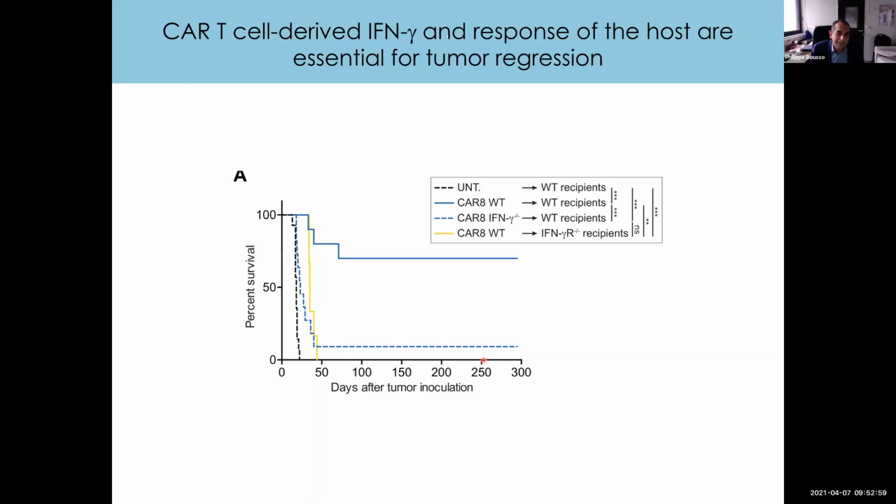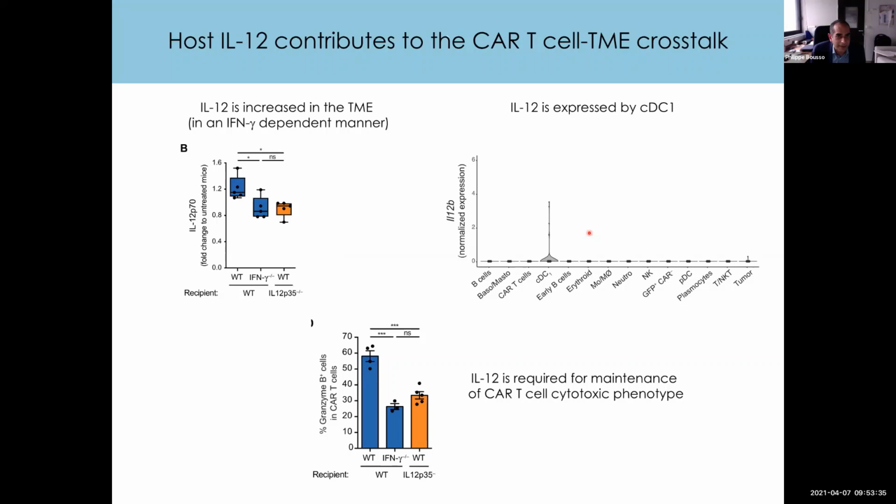And this translates at the level of survival, because the therapeutic efficacy of the treatment is lost if the CAR are not able to produce interferon gamma, or if the host is not able to respond to this interferon gamma, again highlighting this important crosstalk. So what makes the link between the interferon gamma and the cytotoxicity of the CAR T cells? One obvious candidate is IL-12, which works often with interferon gamma and can impact T cell cytotoxicity.